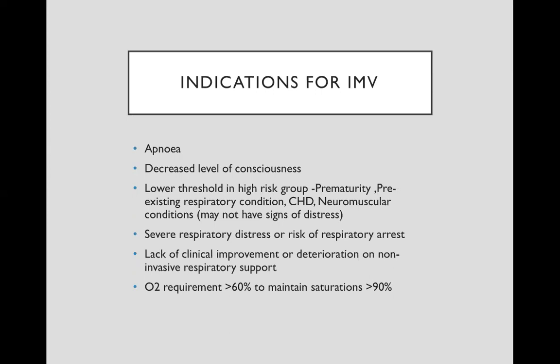So what are the indications for mechanical ventilation in babies with bronchiolitis? Apnea or recurrent episodes of apnea, a decreased level of consciousness, or marked irritability. You use a lower threshold in a high-risk group like premature babies, pre-existing respiratory conditions like BPD, or children with congenital heart disease or neuromuscular conditions who may not even show you significant signs of distress. Also, once you've put the patient on HFNC, the child does not improve or actively deteriorates, or you have a very high oxygen requirement to maintain a saturation of 90%.